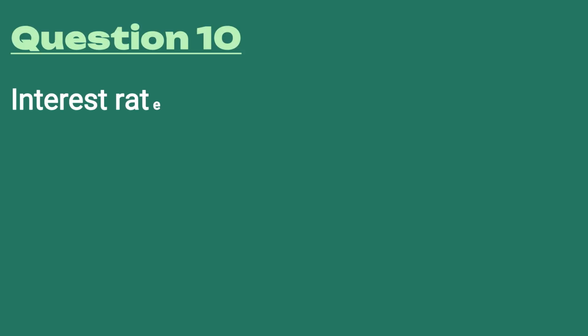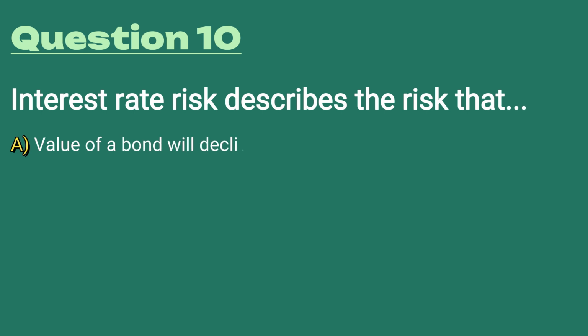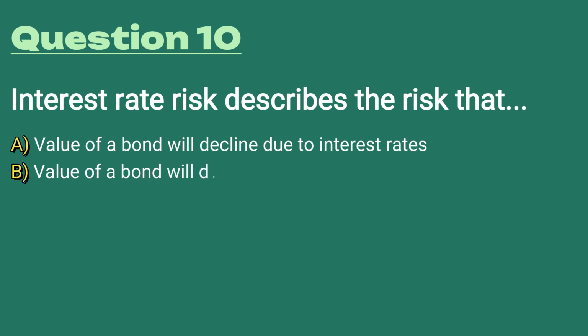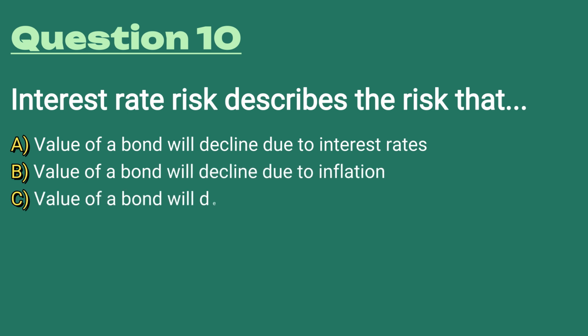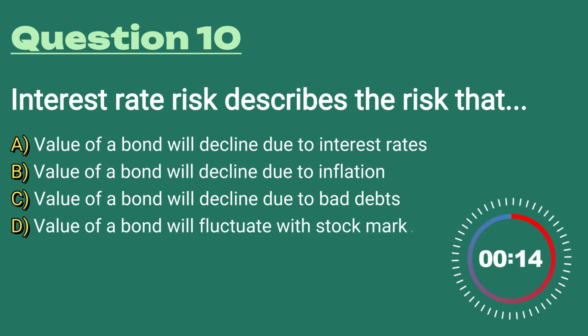Question number 10. Interest rate risk describes the risk that A, a value of a bond will decline due to interest rates. B, a value of a bond will decline due to inflation. C, a value of a bond will decline due to bad debts. Or D, a value of a bond will fluctuate with the stock market.